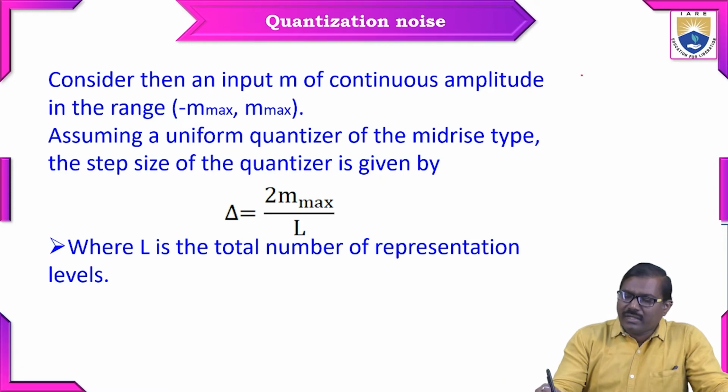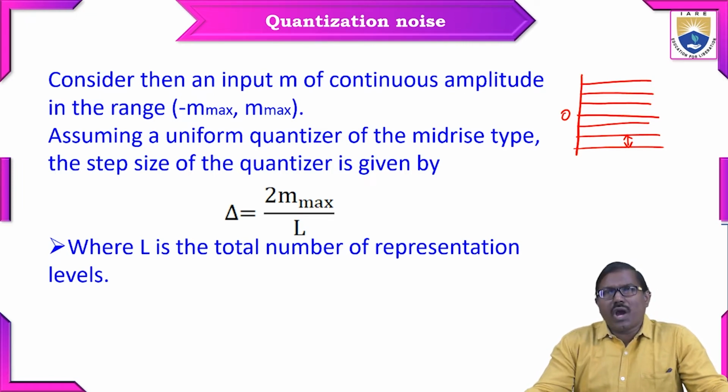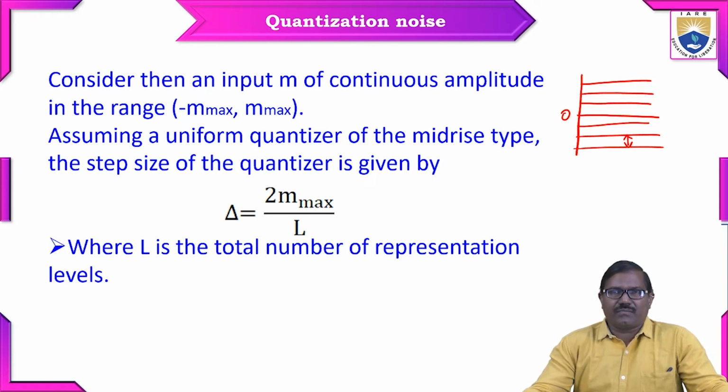Our quantizer has this type of arrangement. These are the quantization levels or representation levels, and this is my delta, the separation between these predetermined levels. The step size is given by 2mmax divided by L, because we have the range minus mmax to plus mmax, so the total span is 2mmax divided by the number of levels, where L is the total number of representation levels.